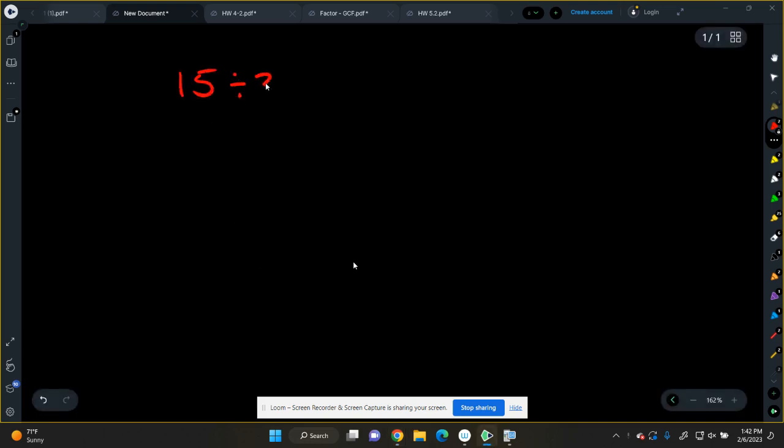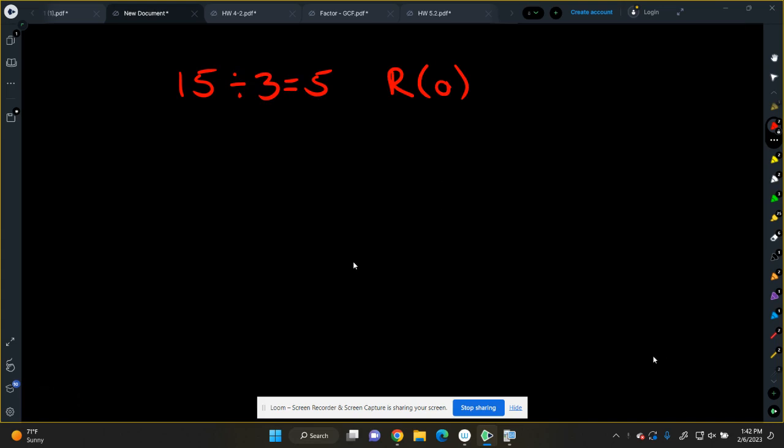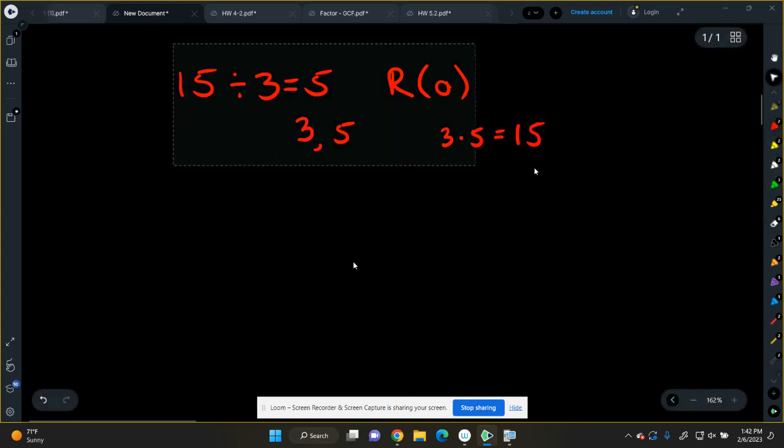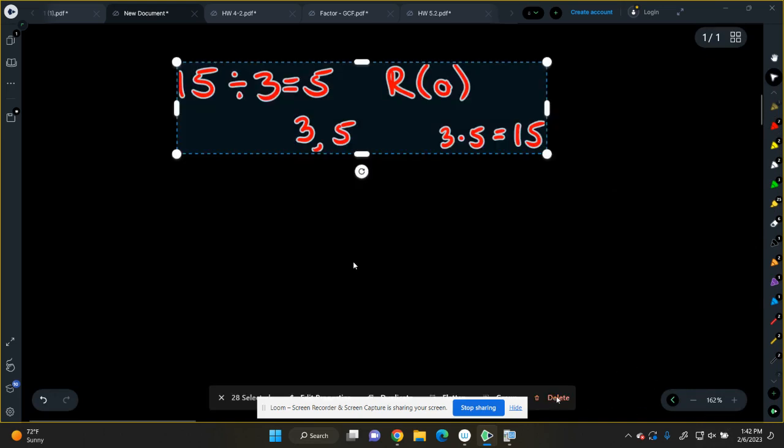15 divided by 3 equals 5, right? With the remainder of 0. Did I say denominator? Yes. I'm sorry. With the remainder of 0. That means that the 3 and the 5 were factors, right? Which meant that 3 times 5 is equal to 15. Okay? So we're doing the same thing, but again, we're working with polynomials now. And it gets a little more complicated.